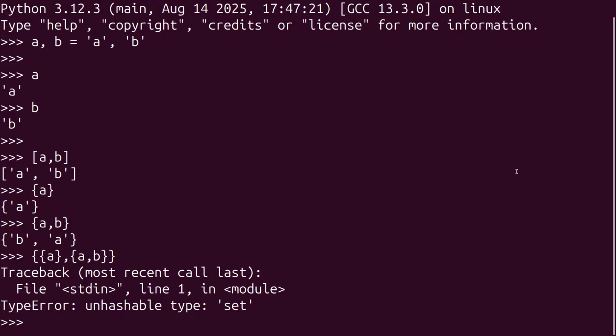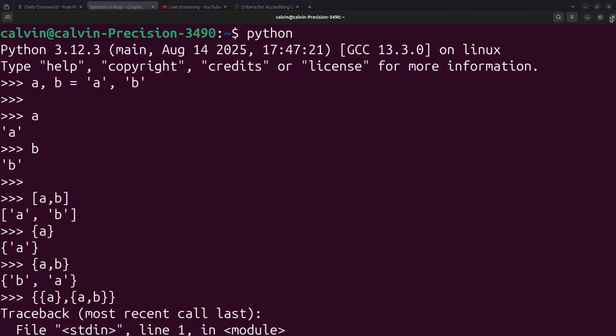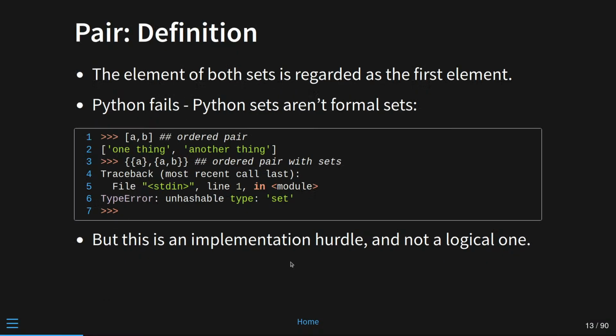Because you can't put sets inside of other sets in Python, which means Python integers aren't integers, Python floats aren't reals, Python sets aren't sets. Just learn Rust, right? Tell all your friends to learn Rust. Tell your enemies too. Maybe tell your enemies first. Okay.